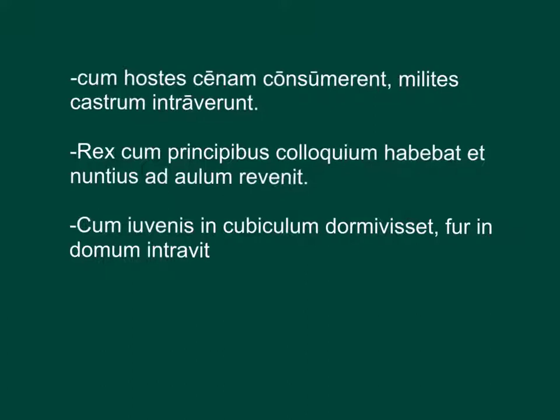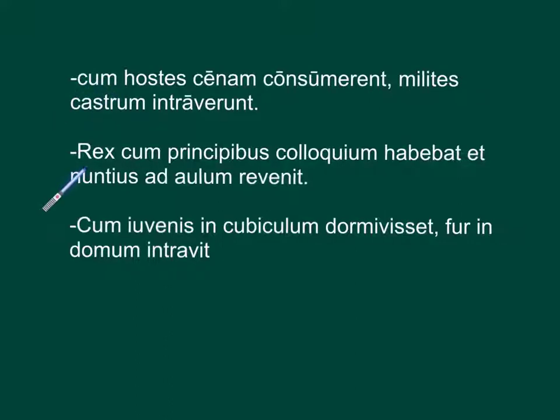So let's look at some example sentences. So here in the first one, cum hostes canam consumerent milites castrum intraverunt. So we have a cum here, good for a start. Now we got to ask, is there an ablative following it, or do we have a subjunctive verb? And if we look at our verb here, we can see that it's subjunctive, it's imperfect subjunctive, because we have the consumere, the infinitive form, plus nt. So when the enemies were eating or consuming dinner, the soldiers entered the camp. Pretty simple. So we knew, because of this subjunctive, we're going to translate the cum when.